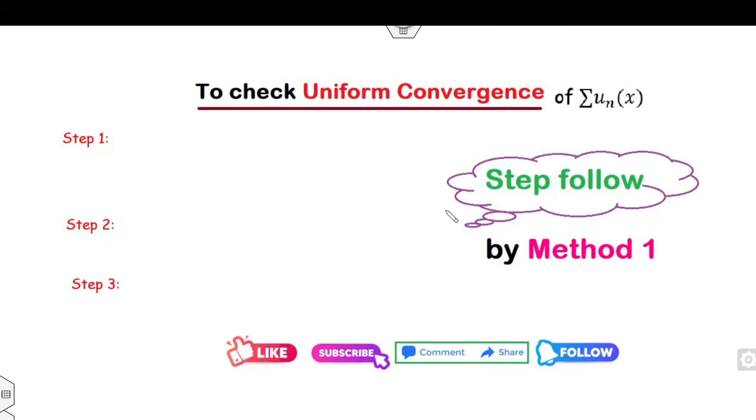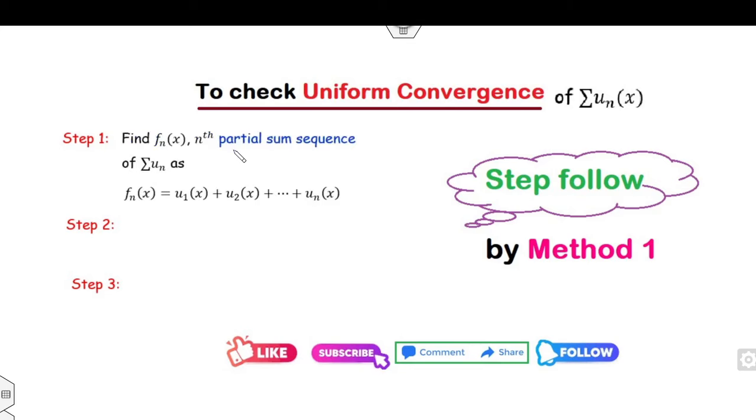I will explain the 3-step rule for how you can solve the uniform convergence of the series. Step number 1 is we define the nth partial sum sequence, that is u1(x) + u2(x) + ... + un(x). Second is we check the pointwise convergence. How do we check the pointwise convergence? We compute the limit of f_n(x) as n approaches infinity.